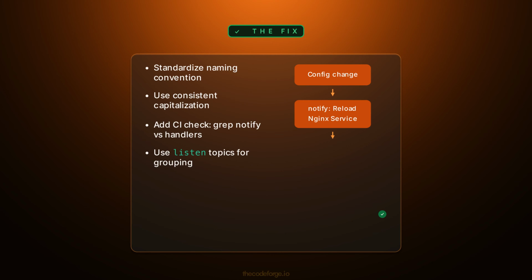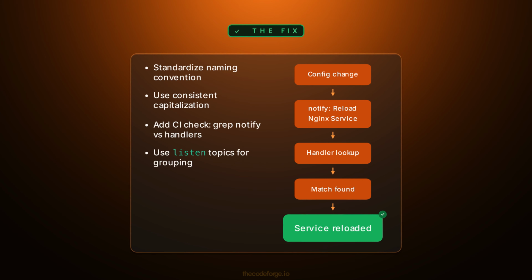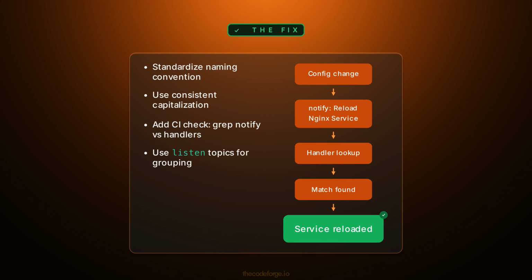The fix is straightforward. Standardize handler naming with a team-wide convention. Use a pattern like reload nginx service with consistent capitalization. Add a CI check that greps every notify value and compares it against declared handler names. A mismatch fails the build. Better yet, use listen topics to group handlers by purpose rather than relying on name matching.